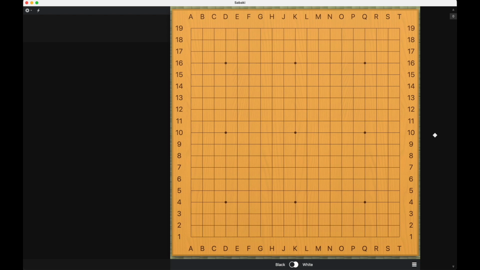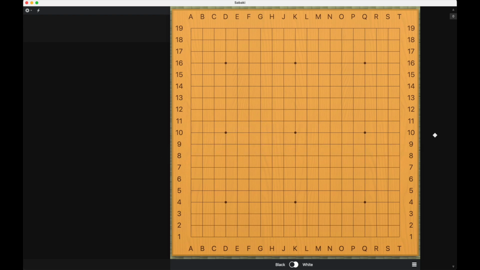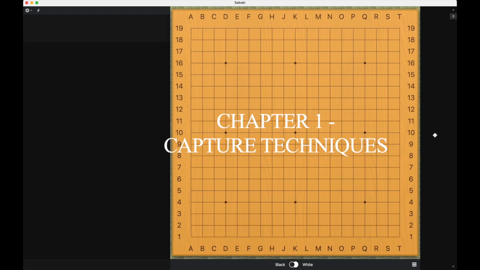Gokyo Shumyo is divided into 7 sections. In this playlist, let's explore Section 5, which is called Chasing and Capturing. All the questions are for black or white to capture its opponent's stones. Knowing how to capture the opponent's stones is foundational to the game of Go. I explain the basics of capturing in a playlist called Chapter 1, Capture Techniques, here on my channel.